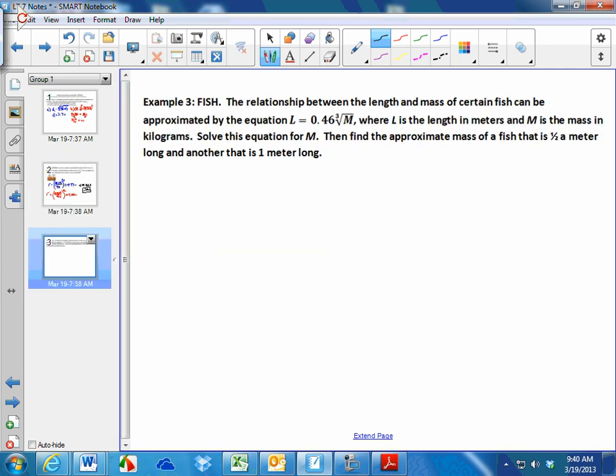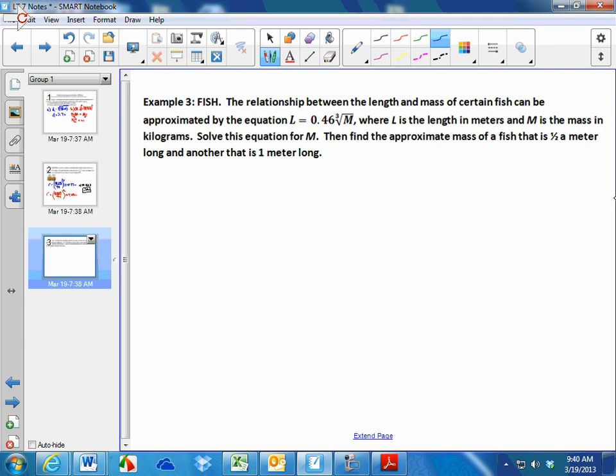Last question. All right, this one has a multiple. I did not change this one. Your notes are the exact same. But it does have a layered response. First, we have a relationship between length and mass of certain fish approximated by the equation L equals 0.46 cube roots of m, where L is the length, makes sense, and m is the mass. Solve this equation for m. That's the first task. Then find the approximate mass for a fish that's a ½ meter long and another that's 1 meter long. So there's 3 things we have to do.